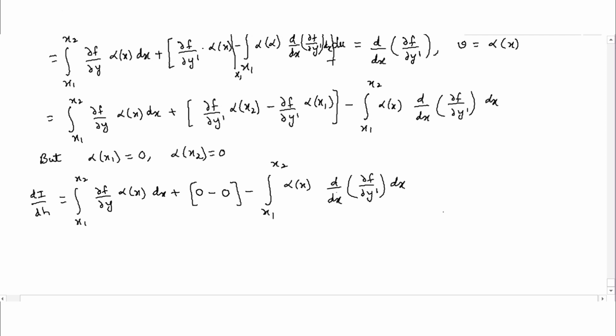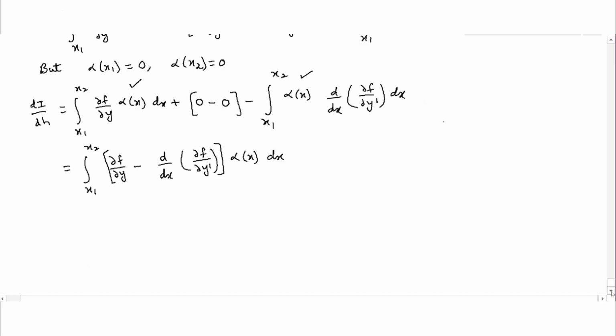Or further, if I apply the common integral for both, in that case I can rewrite this as the integral of x1 to x2, because α(x) is common in this integral as well as in the second integral. So I'll take α(x) as common. We'll be left with ∂f/∂y, the negative sign is there, minus d/dx of ∂f/∂y', right, that's the expression, times α(x) which is common for both, into dx. But further, if you observe, we have seen that for an extremum the value of dI/dh will be equal to 0 at the point h equal to 0.